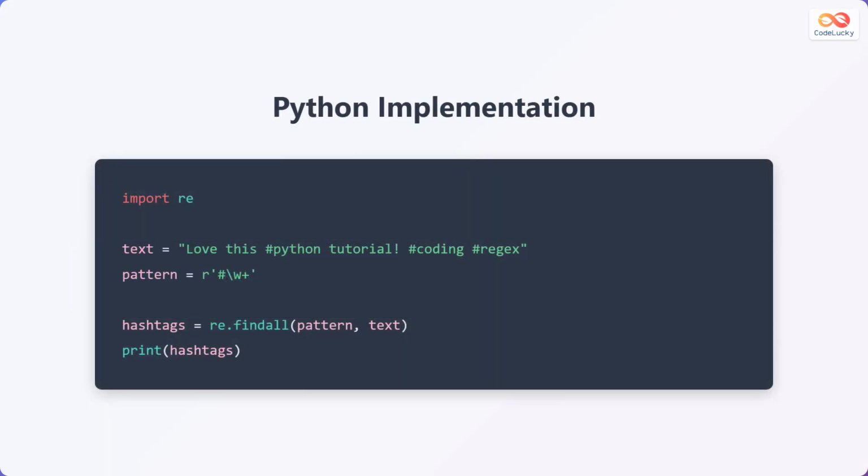Let's see this in action with a Python implementation. First, we import the re module, which is Python's built-in regular expression library. We define a sample text: "Love this #Python tutorial. #coding #regex". Then we define our pattern, hashtag \w+. Next, we use the re.findall function to find all occurrences of the pattern in the text. The result will be a list of all the hashtags found in the text. Finally, we print the list of hashtags.